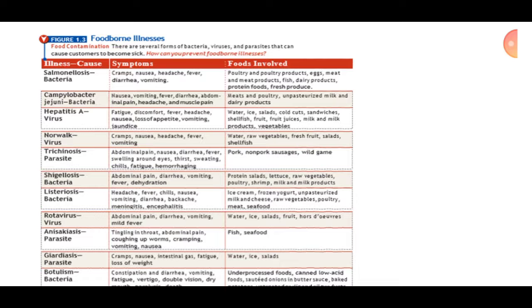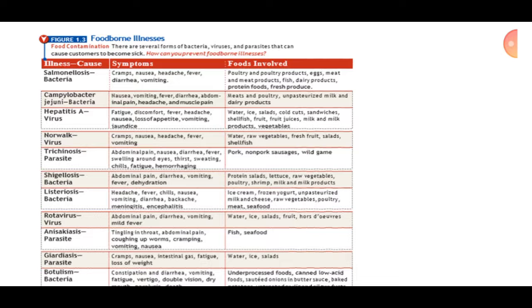Then trichinosis parasites. The symptoms are abdominal pain, nausea, diarrhea, fever, swelling around eyes, thirst, sweating, chills, fatigue, and hemorrhaging. The foods involved are pork, non-pork sausages, and wild game.